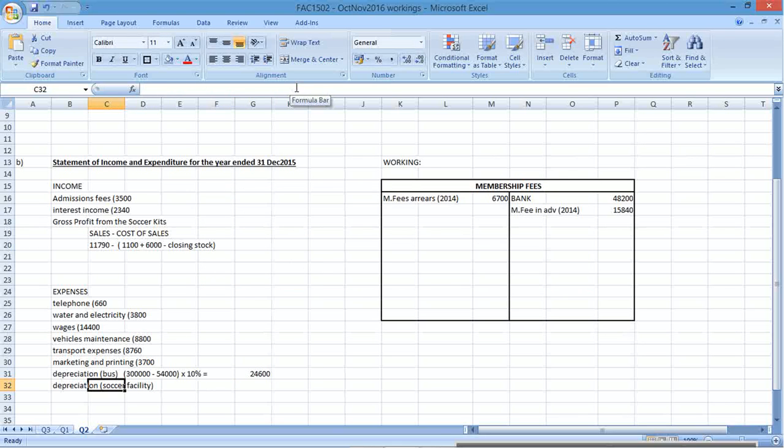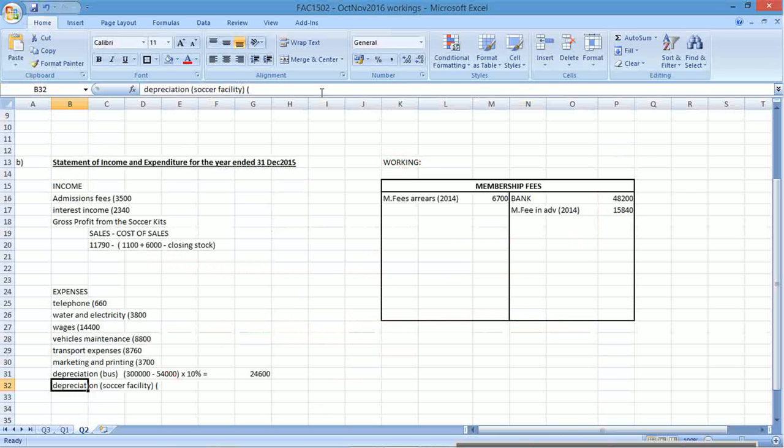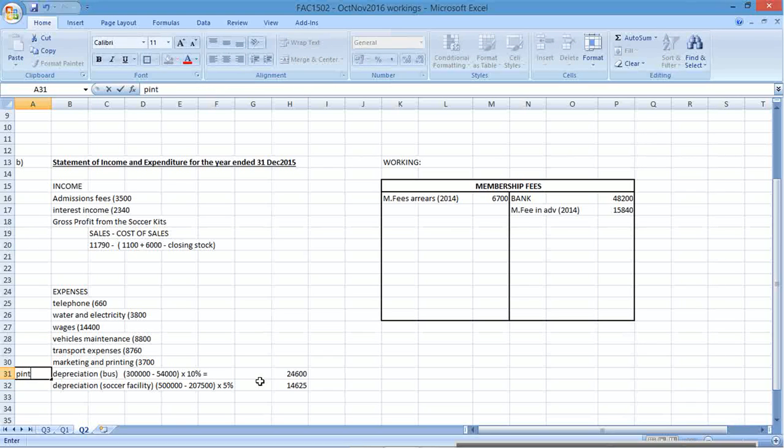Okay, the soccer facility, straight from the question, cost was how much? Indoor soccer facility, 500,000. Accumulated depreciation, 207,500. So 500,000 minus 207,500, close brackets, times 5%. That's the depreciation on the facility. And then just write that total. That's it. Okay, so you show the working, you do the answer, you put the answer in, and that's it. Make sense? Yes. Okay, so that's the first adjustment. That's point 1.